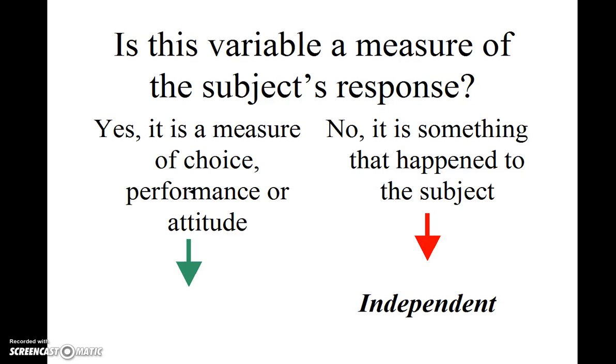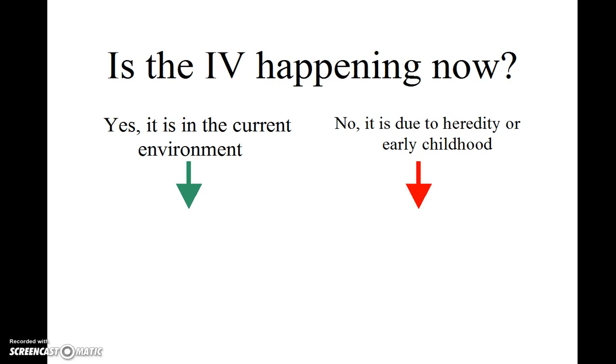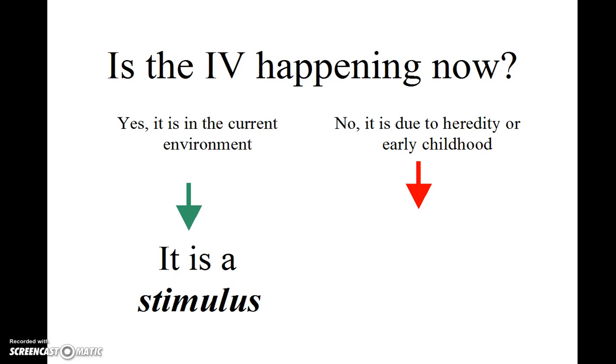Is the variable a measure of the subject's response? Now, if it is not, because it is a measure of something that happened to the subject, then it is an independent variable, independent of the subject's own choice or preference. Now, is that independent variable something happening right now in the subject's current environment? Then it is a stimulus.